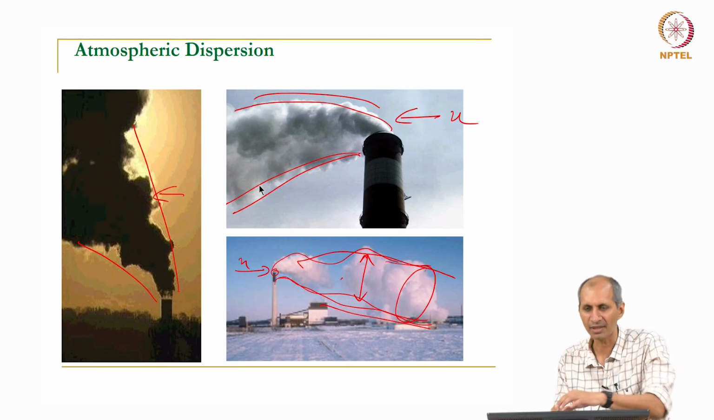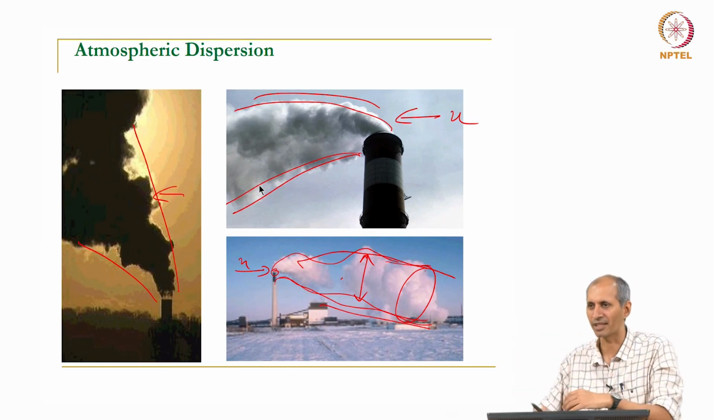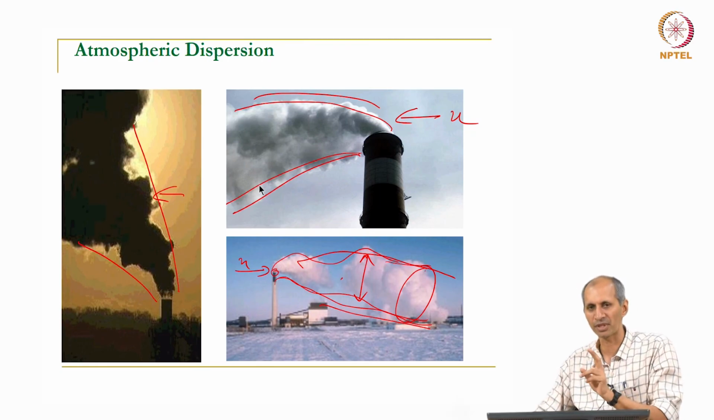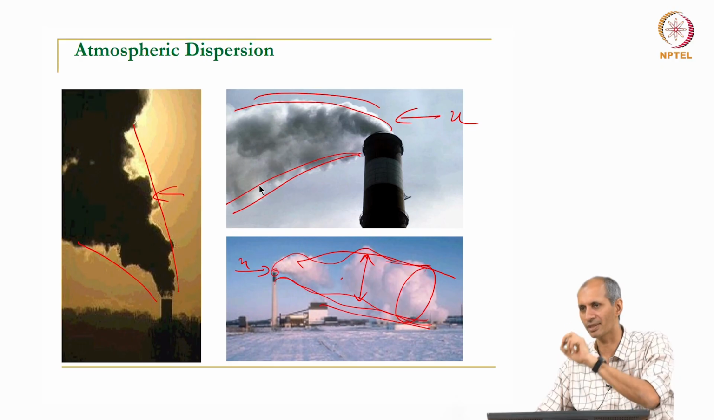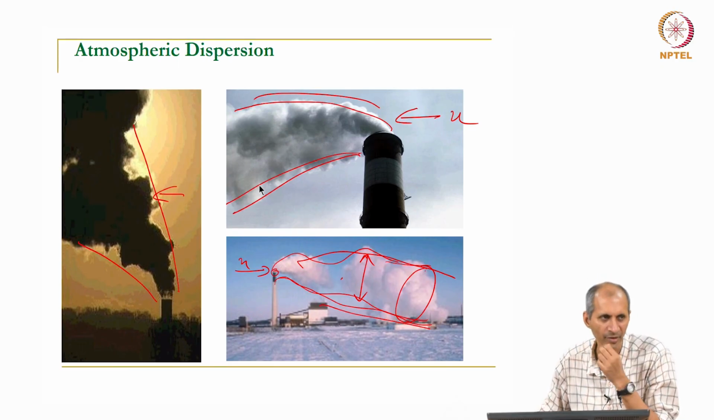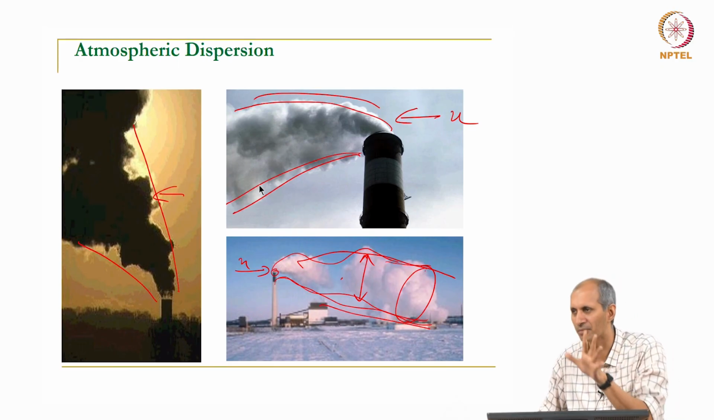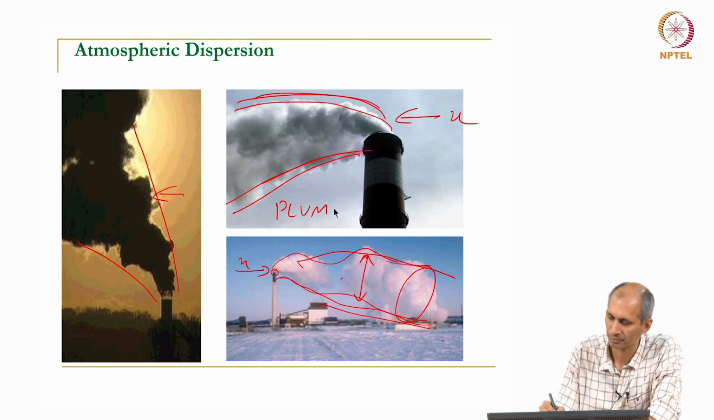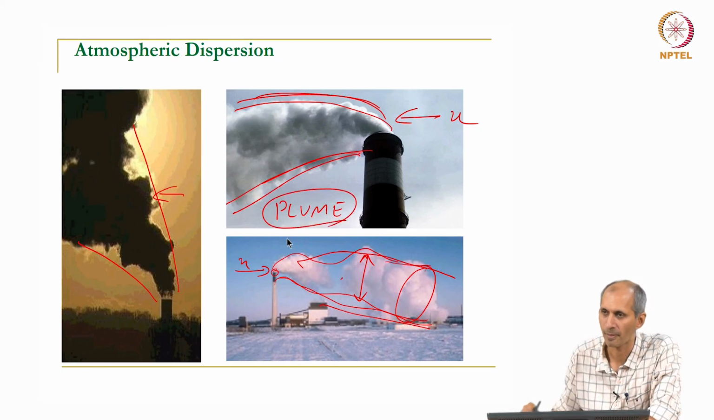Sometimes you can't see this, it's invisible, you can't see any white stuff coming out. This white material is there for two reasons: either it's water vapor condensing, or it's particulate matter, which gives it some shape and color. This boundary is known as a plume.